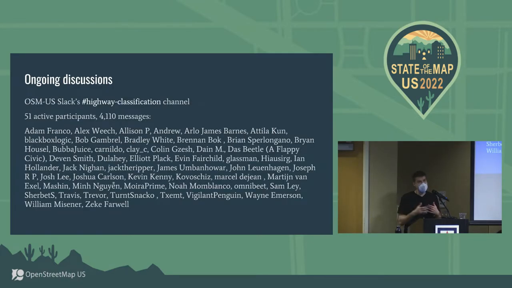And so those discussions moved out of the mailing list over time into the OSMUS Slack channel, Slack's highway classification channel, where we've now had over 4,000 messages by 51 active participants and almost 100 folks total reading the messages going by, and then even more in state-by-state level channels. So this is really getting a lot of buy-in from the active US mapping community.